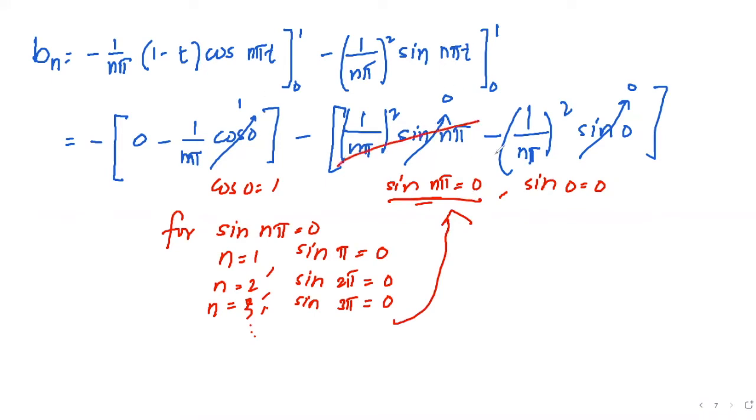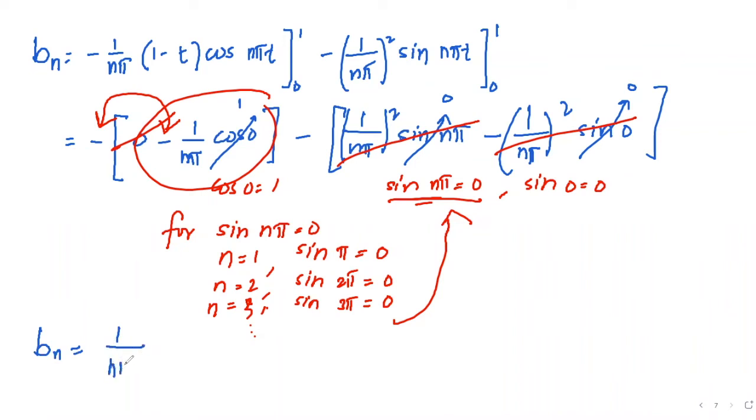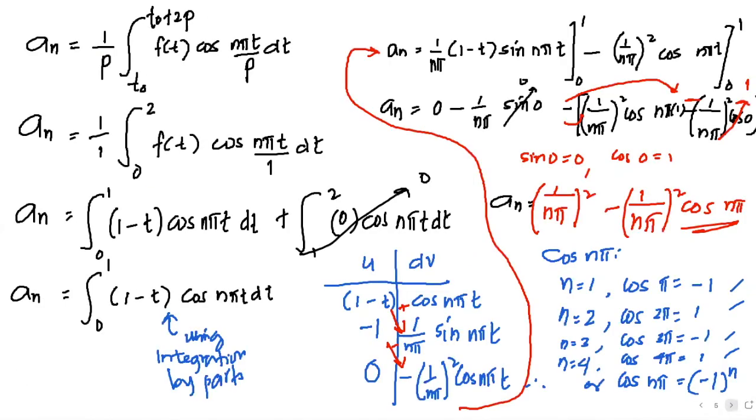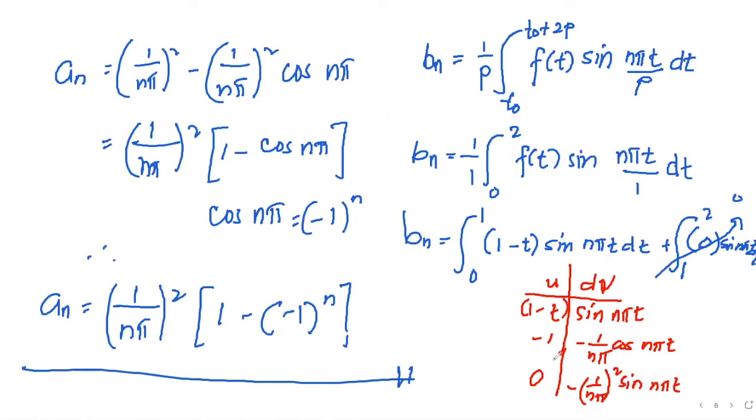Now we simplify. We can cancel the second term, so we are left with negative times negative, you have positive, 1 over n pi times cosine of 0, which is 1. So our b sub n is 1 over n pi. We were able to solve for a sub 0, a sub n, and b sub n Euler constants. The next step is for us to write the Fourier series expansion.